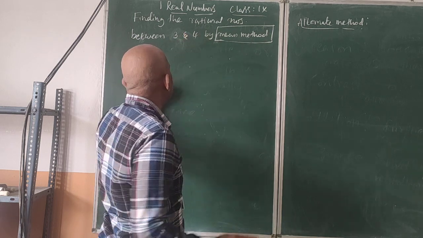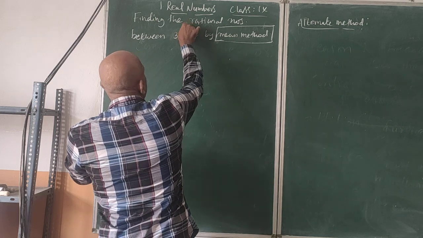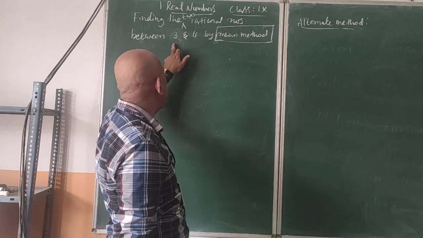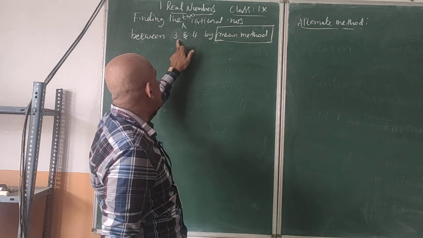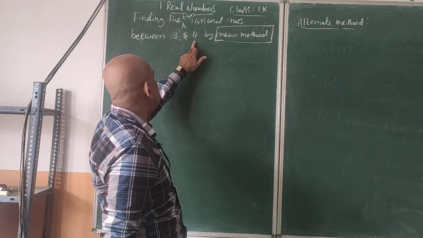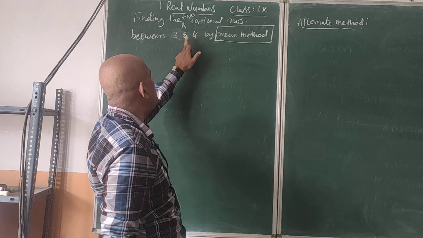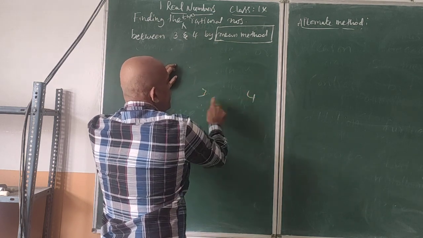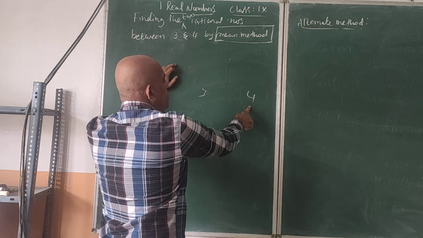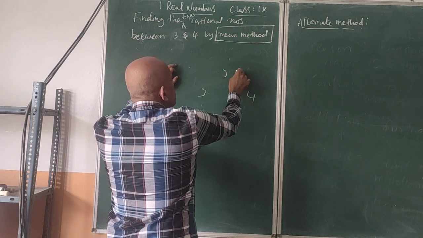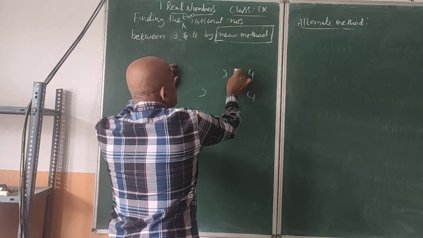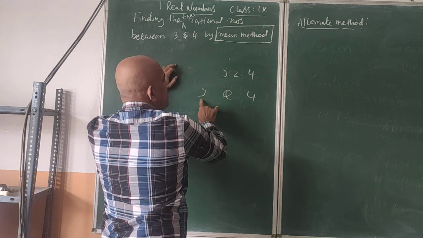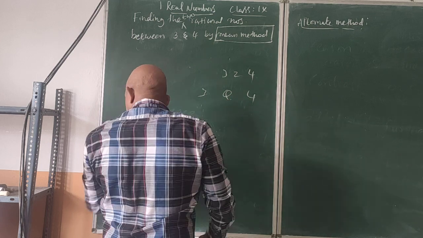So we are finding two rational numbers between 3 and 4. The integers are 3 and 4, but there is no integer between 3 and 4. But there exist infinitely many rational numbers between 3 and 4. That is called the property of density.